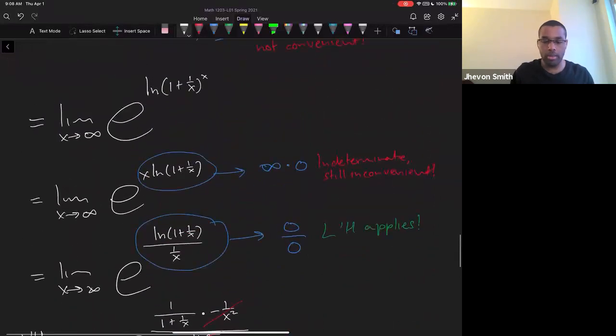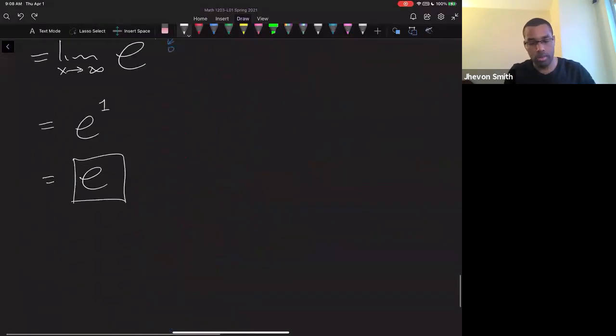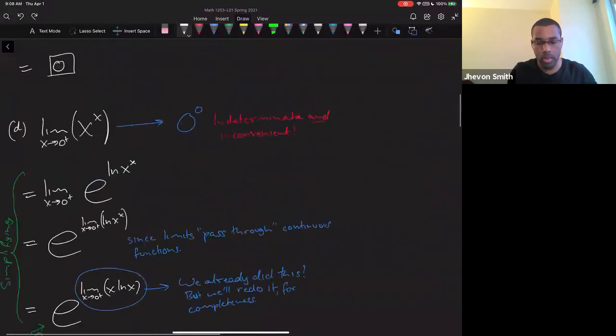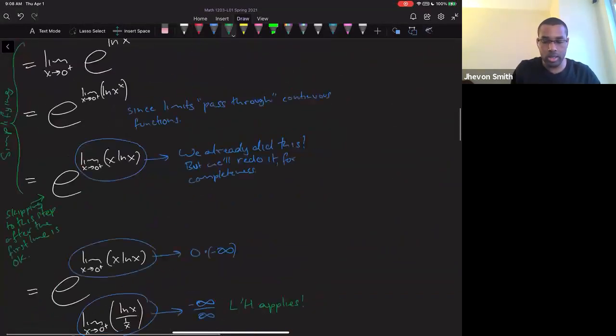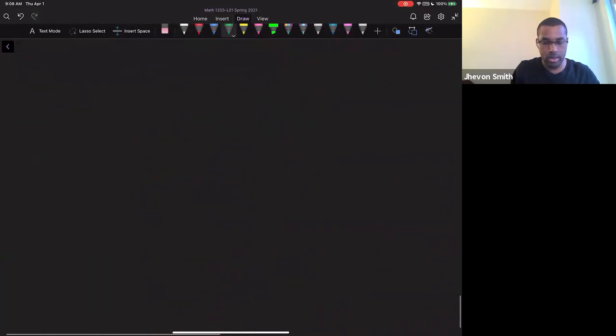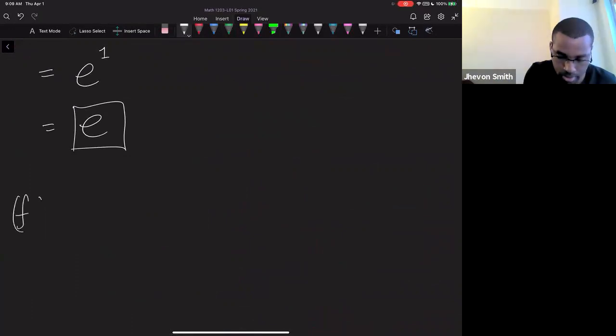So the limit of x ln of 1 plus 1 over x actually approaches 1. So that gives us e. Let's go to the other one. Let's do e to the x minus x, as x goes to infinity. Example E was e, so this is example F.